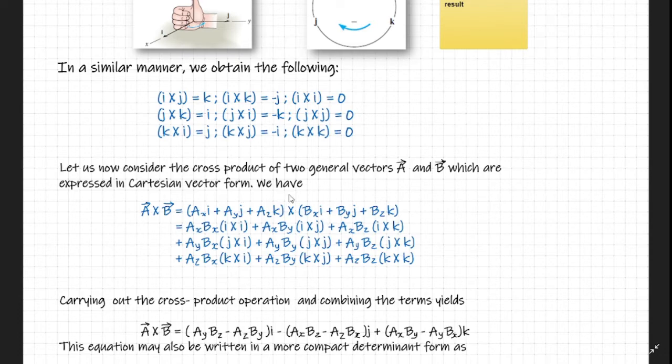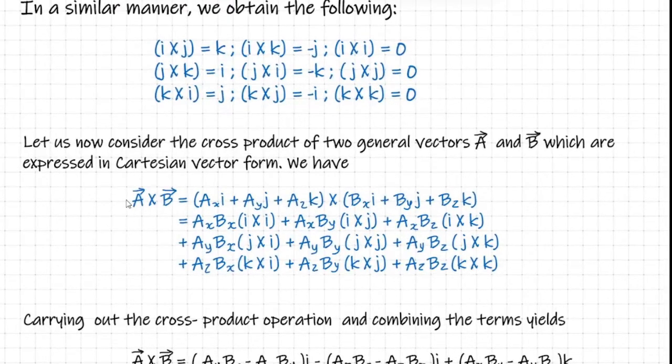Let us assume that the vectors a and b are provided to us in the Cartesian format, so that vector a can be written as axi plus ayj plus azk, and bxi plus byj plus bzk is defining the vector b. In these expressions, please remember that ax, ay and az are the magnitudes of the components of vector A along the positive x, y and z axes, and bx, by, bz are the magnitudes of the components of vector B along the positive Cartesian axes x, y and z.